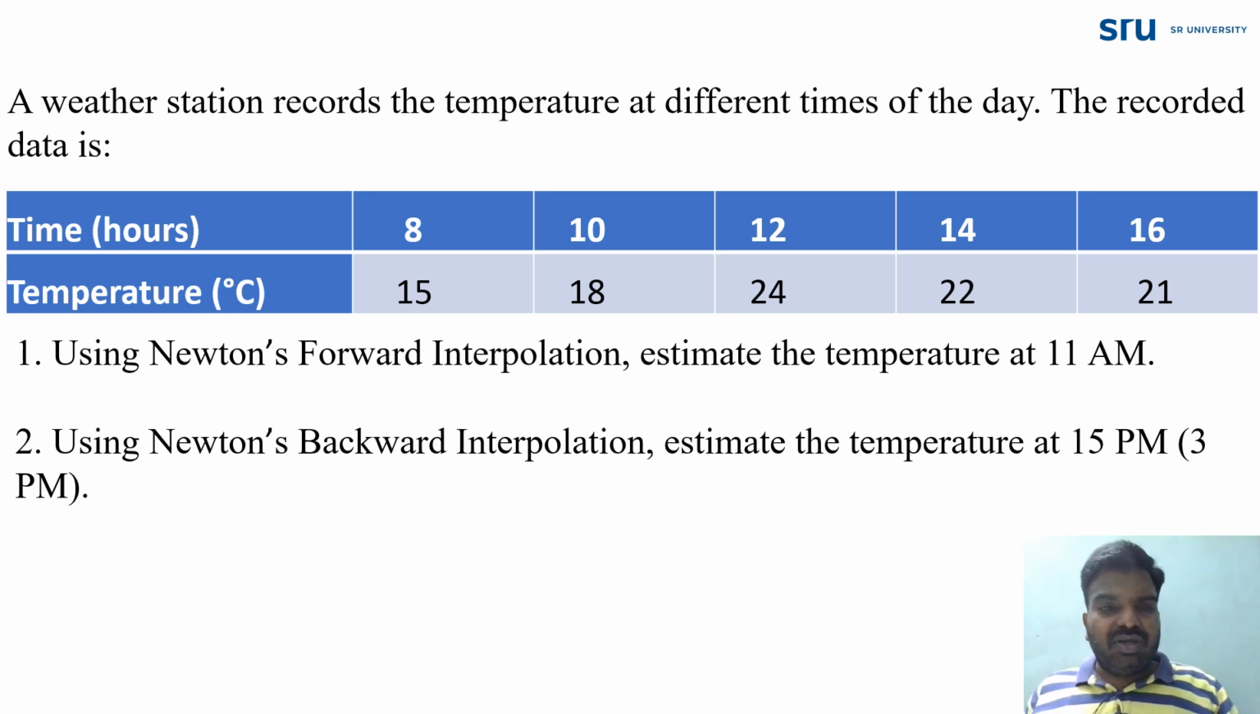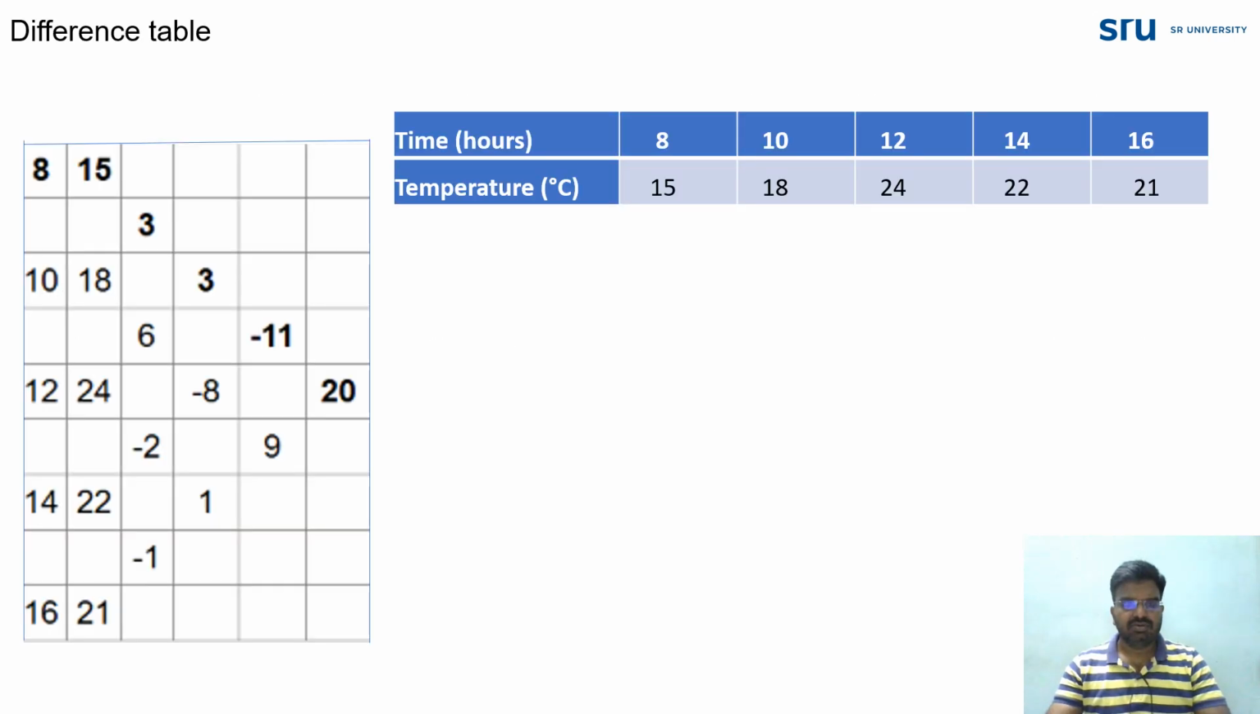To solve this problem, I will write simple Python code. Now I will explain how to write each and every step of the method in Python code. First, I have to generate a difference table using the given values. To generate the difference table, I am taking x values in the first column and y values in the second column. Here x means time. I am writing time in the first column, and temperature is y. I am writing temperature in the second column.